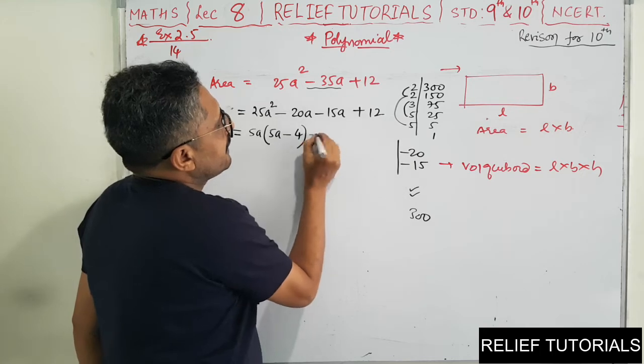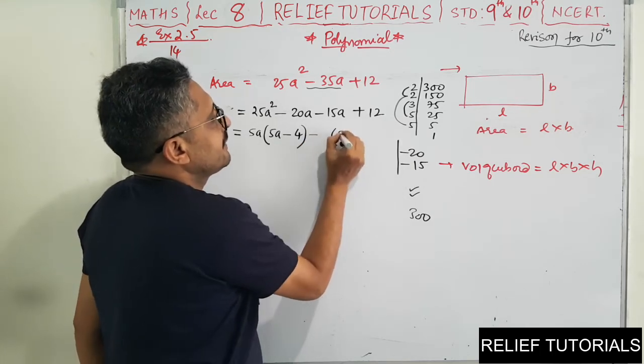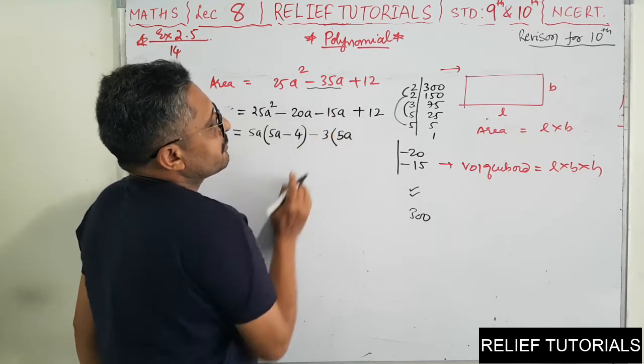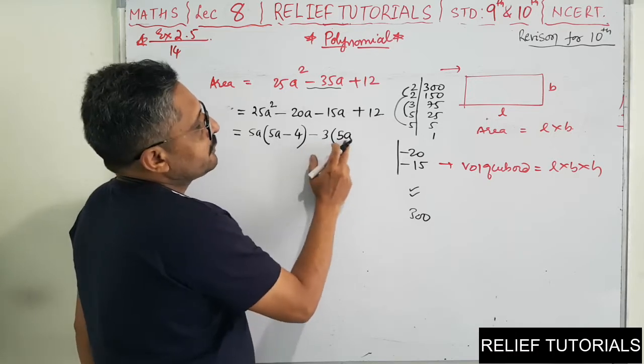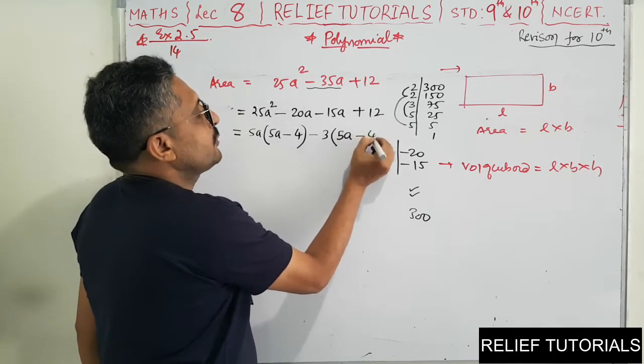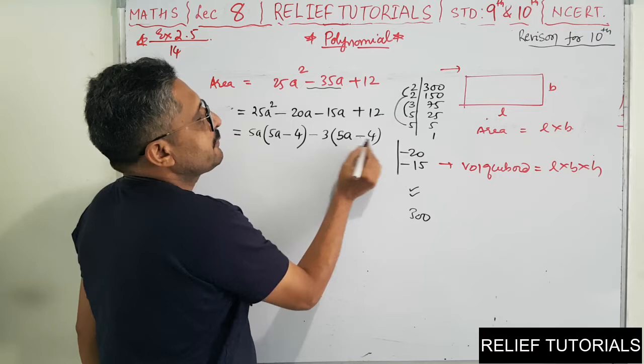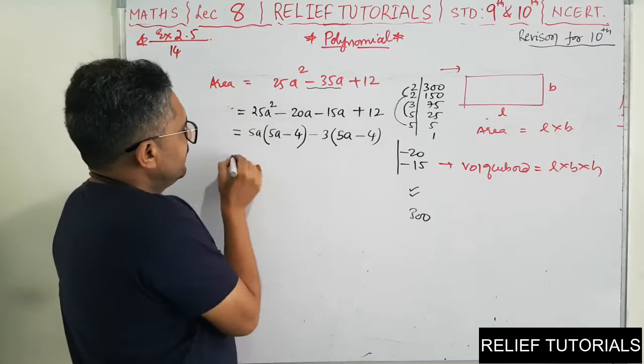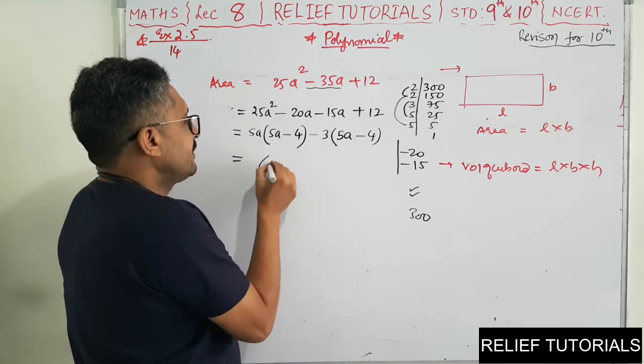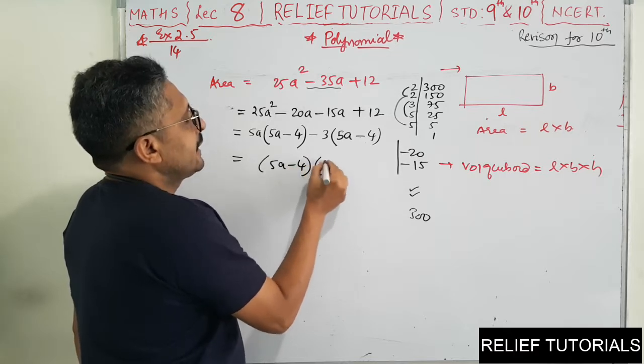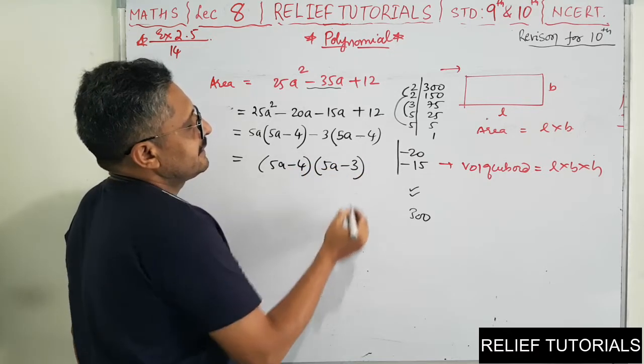Here what will be common? If you don't know, see, we want 5a. So here 15, so here you have to write 3. 3 into 5a is 15a and minus 4. Minus into minus is plus, 3 4s are 12. These two brackets are the same: 5a minus 4 and 5a minus 3.